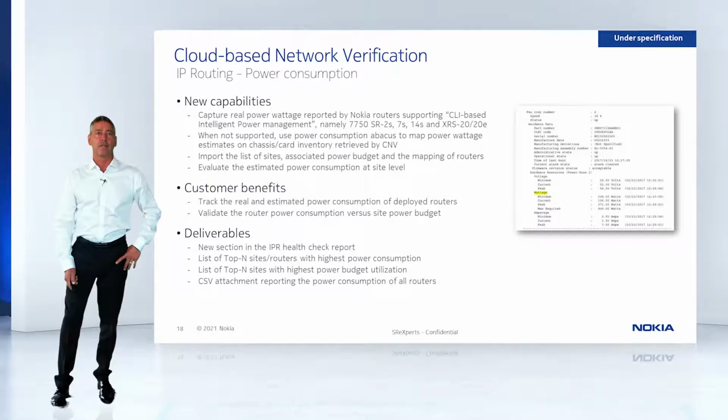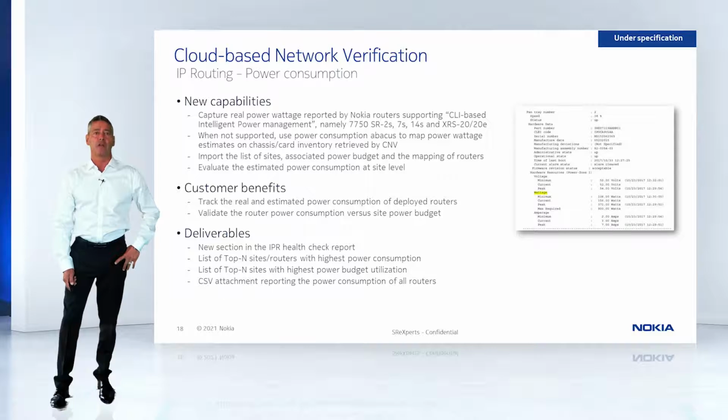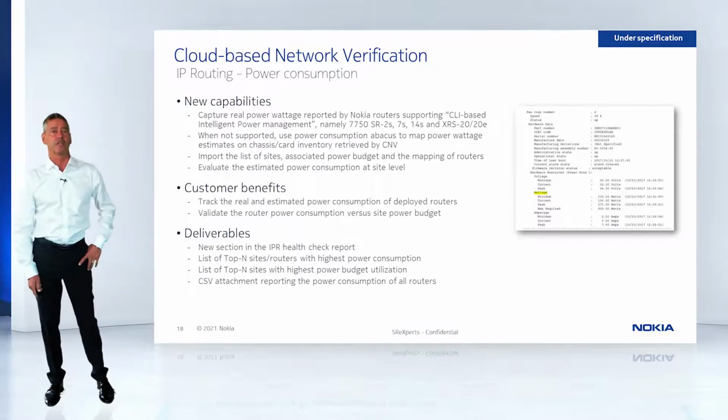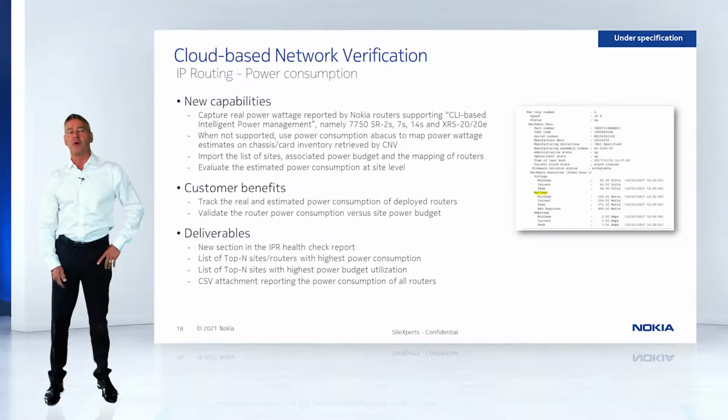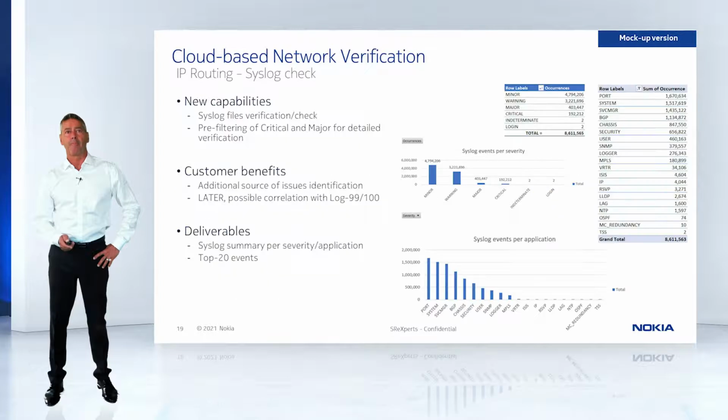Now this power consumption detail report will be included in the IP health check report. So we'll list the top sites and routers with the highest power consumption, and list the top sites with the highest power budget utilization. There's also an output that gives you not only the top 10 or 20, but all the routers.